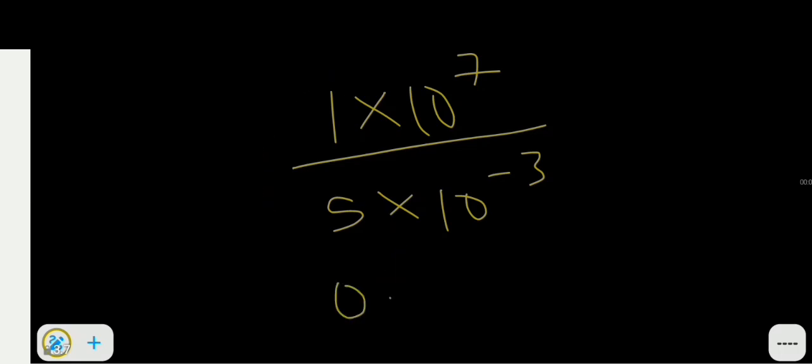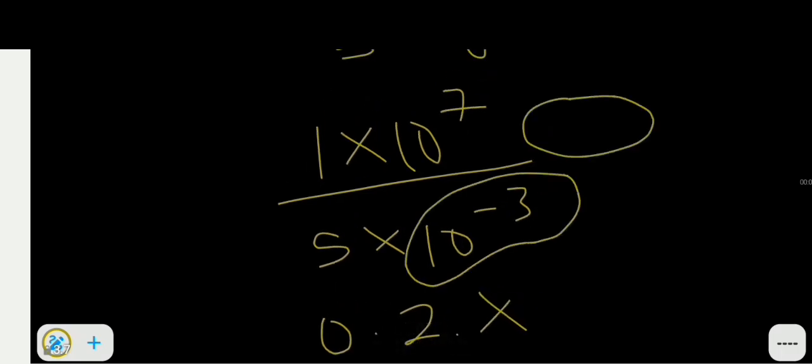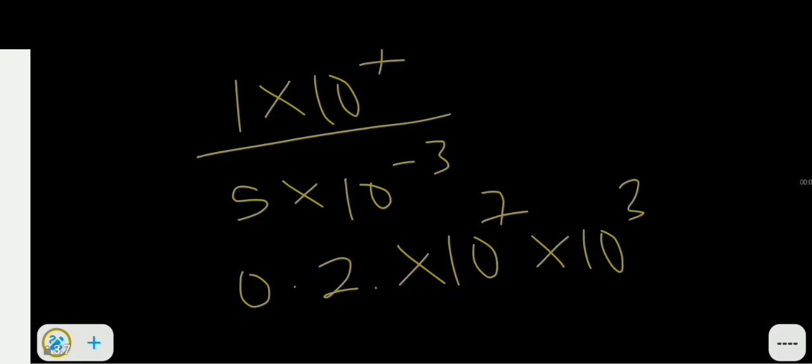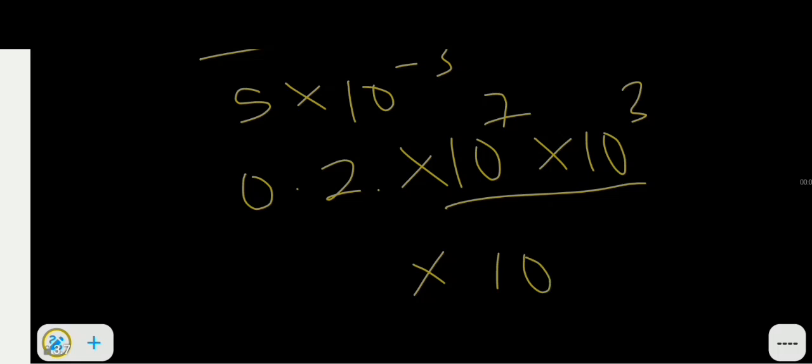So 0.2 times, you take this 10 to the power minus 3, take it to the top, to the numerator, it's going to become plus when it gets there. Okay, so you have 10 to the power 7 times 10 to the power 3. So apply indices. This is the same base, just add the powers. You get times 10 to the power 7 plus 3 is 10. And you have 0.2 on this side.